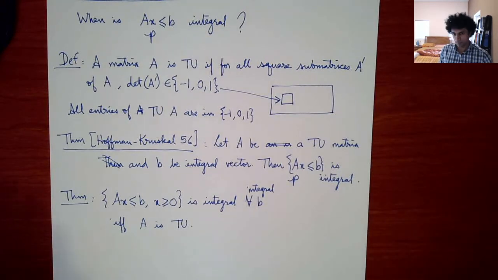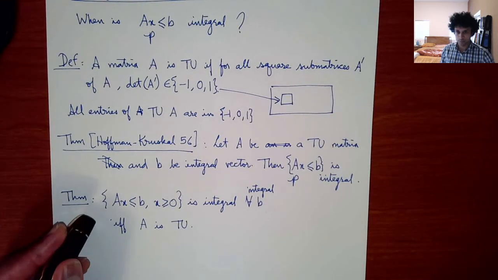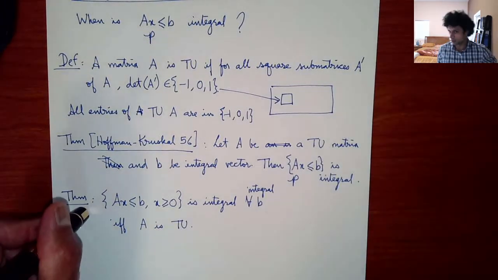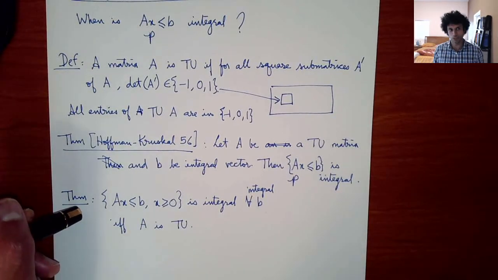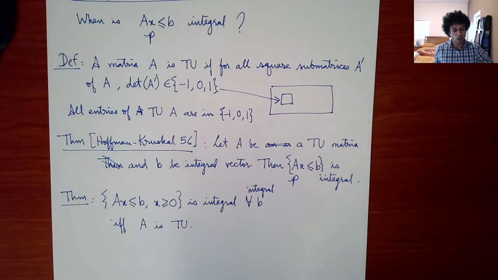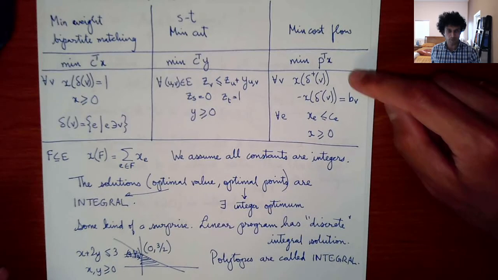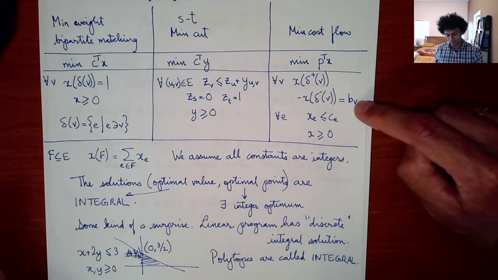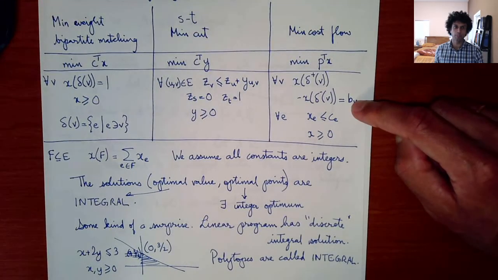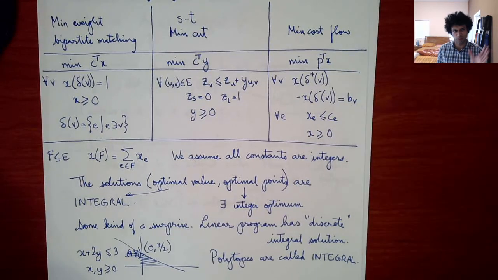Not a question, but how does the second statement go? It seems very unnatural for this to be true for any B. So I'm going to prove this theorem. You'll see the proof. But maybe one way of looking at this is min-cost flow. Note that in min-cost flow, the flow happens to be integral regardless of what the demands and the capacities are, as long as those are integers.